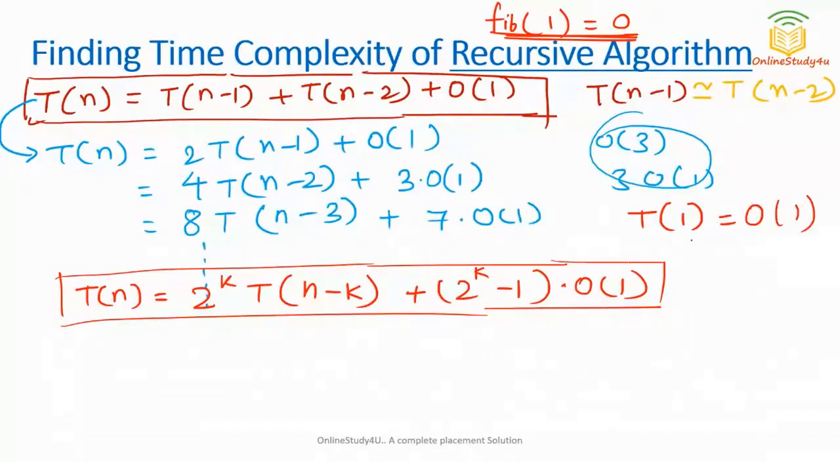Is it making sense? Is this part making sense? You guys give a yes or no.